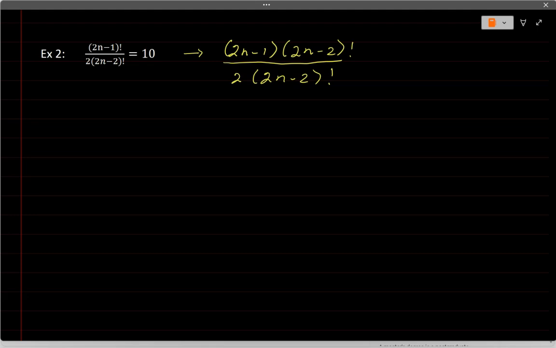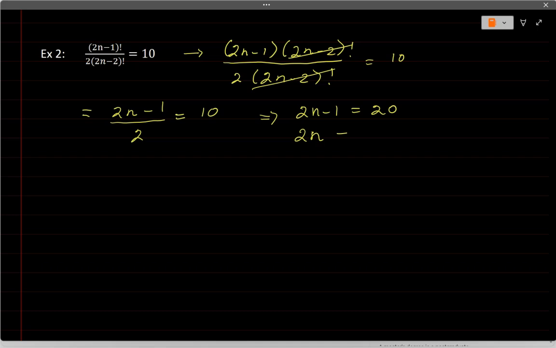Okay, now we're going to simplify. The (2n minus 2) factorial divides out, and that is set equal to 10. Now we have (2n minus 1) divided by 2 equals 10. Now we do the multiplication. You get 2n minus 1 equals 20, then 2n equals 21, and n equals 10.5.